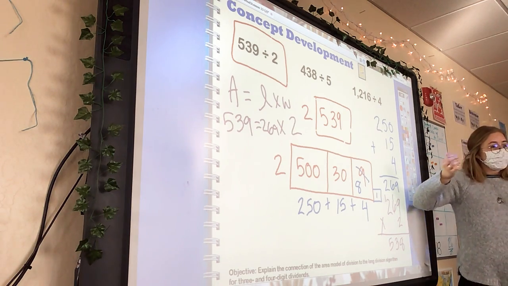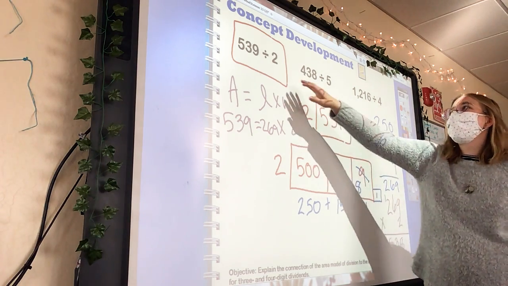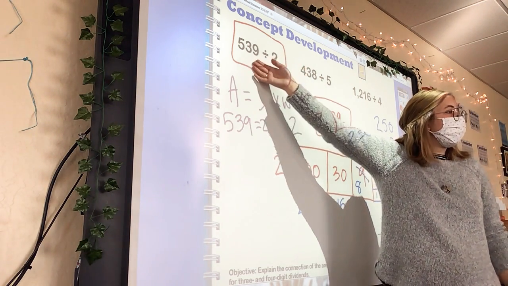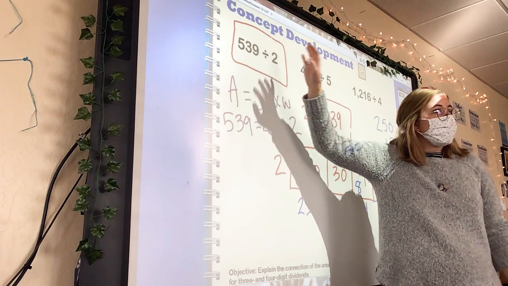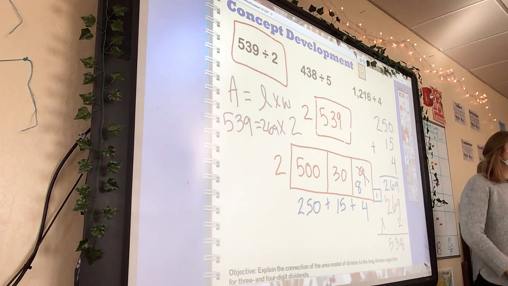It's a remainder. So we should have known from the start that 539 was not divisible by 2, right? Because it ends in an odd number, okay? So we knew we had a remainder right away. But we would add that remainder to it.